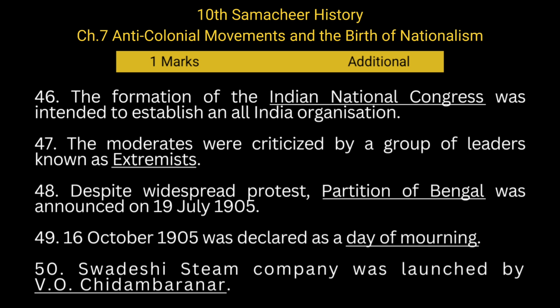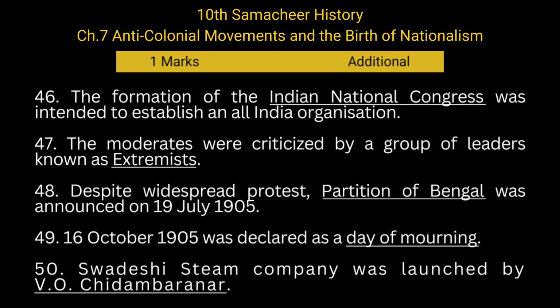The formation of the Indian National Congress was intended to establish an all India organization. The moderates were criticized by a group of leaders known as extremists. Despite widespread protest, partition of Bengal was announced on 19 July 1905. 16 October 1905 was declared as a day of mourning.